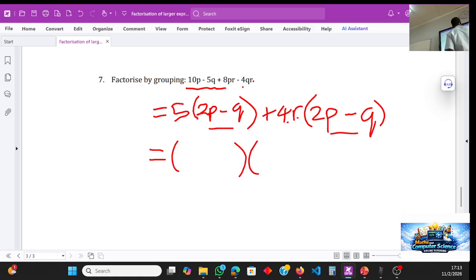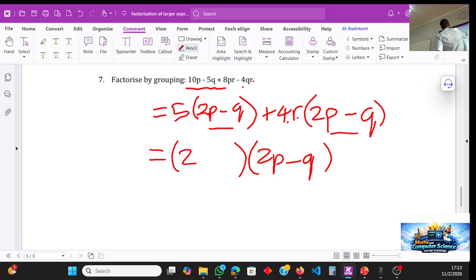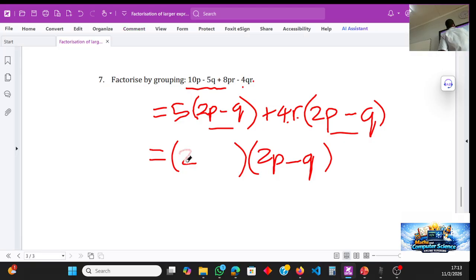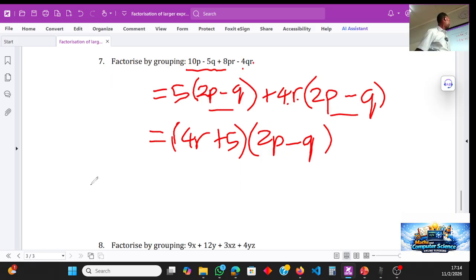Then I'm going to open the first bracket. I put 2p minus q, and in the first bracket, like we agreed earlier, we are going to do a check. There is 5 plus 4r, but what starts inside is going to be 4r plus 5. Still proceeding, to the last problem.